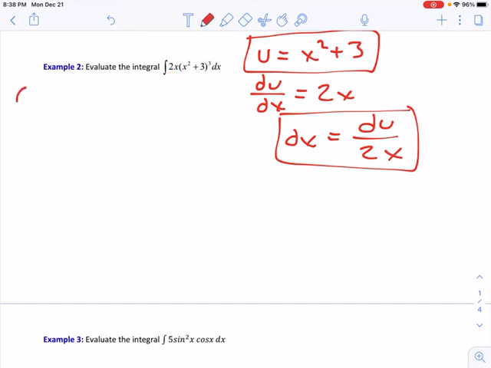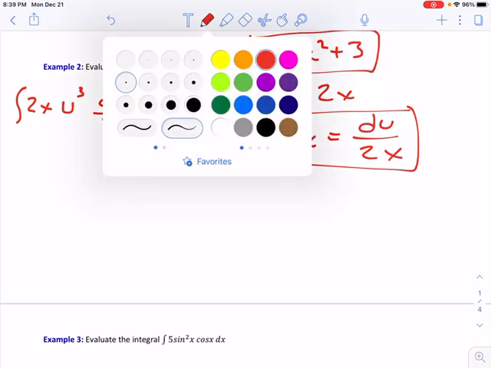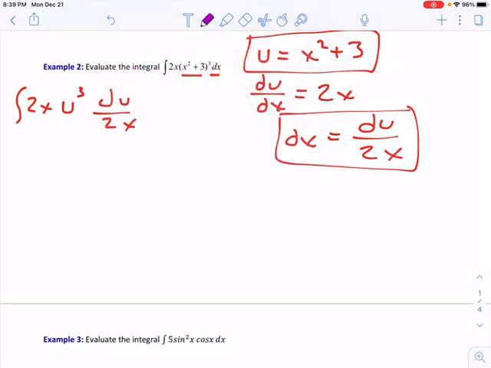So we have the integral of 2x. The x squared plus 3 is my u, raised to the third power, and taking out the dx and putting in du over 2x. Now, here's where the x's have to cancel out, and they do. That x cancels with that x. The 2's even cancel. It's not important if the constants cancel out. If they do, they do.